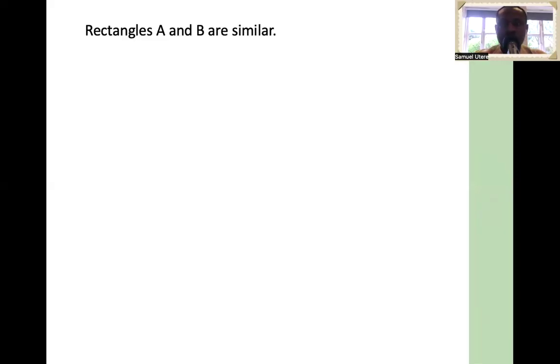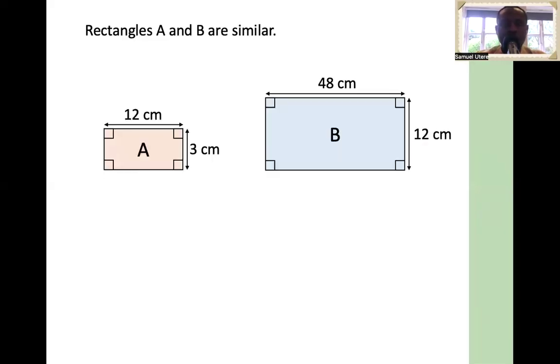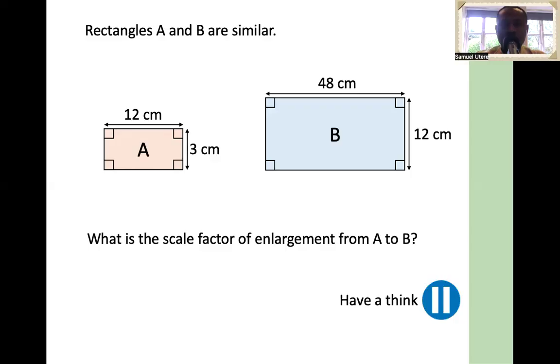Let's look at our first example for this lesson. Here we have rectangles A and B, which are similar. Take note of the keyword similar. We now know what it means for two shapes to be similar. They must share multiplicative relationships. We are asked, what is the scale factor of enlargement from A to B? I want you to have a think. What does the word enlargement mean, and scale factor?